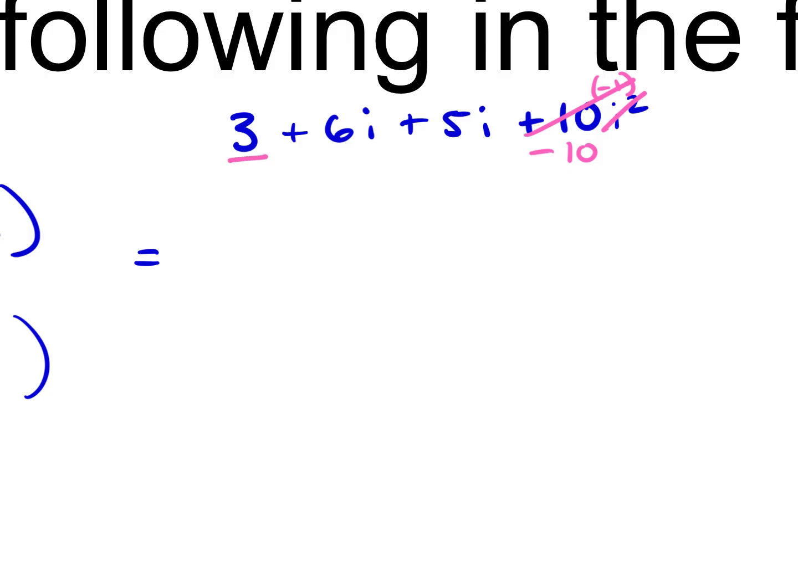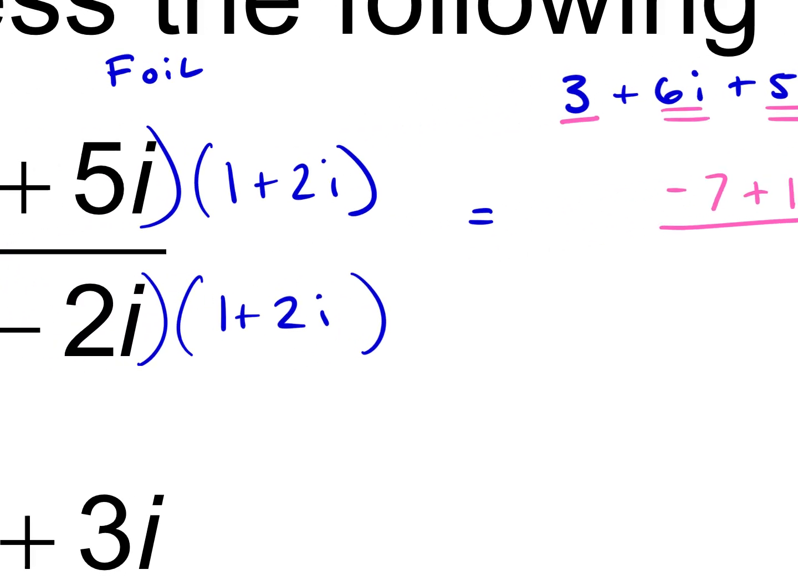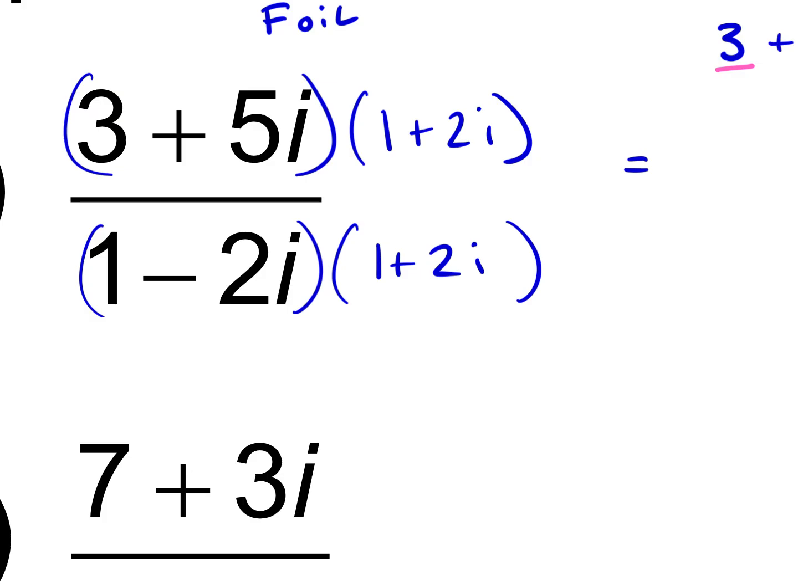So then we can combine the real parts together. What's 3 minus 10? Negative 7, perfect. And then the imaginary parts, 6i plus 5i. Perfect, it'd be 11i. So we have negative 7 plus 11i. So this is our numerator. Let's do the same thing for the denominator.